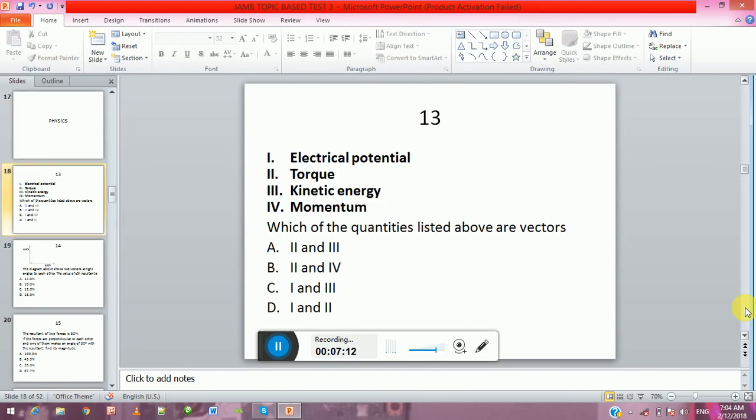Physics. Electrical potential, torque, kinetic energy, momentum. Which of the quantities listed above are vectors? A 2 and 3, B 2 and 4, C 1 and 3, D 1 and 2.